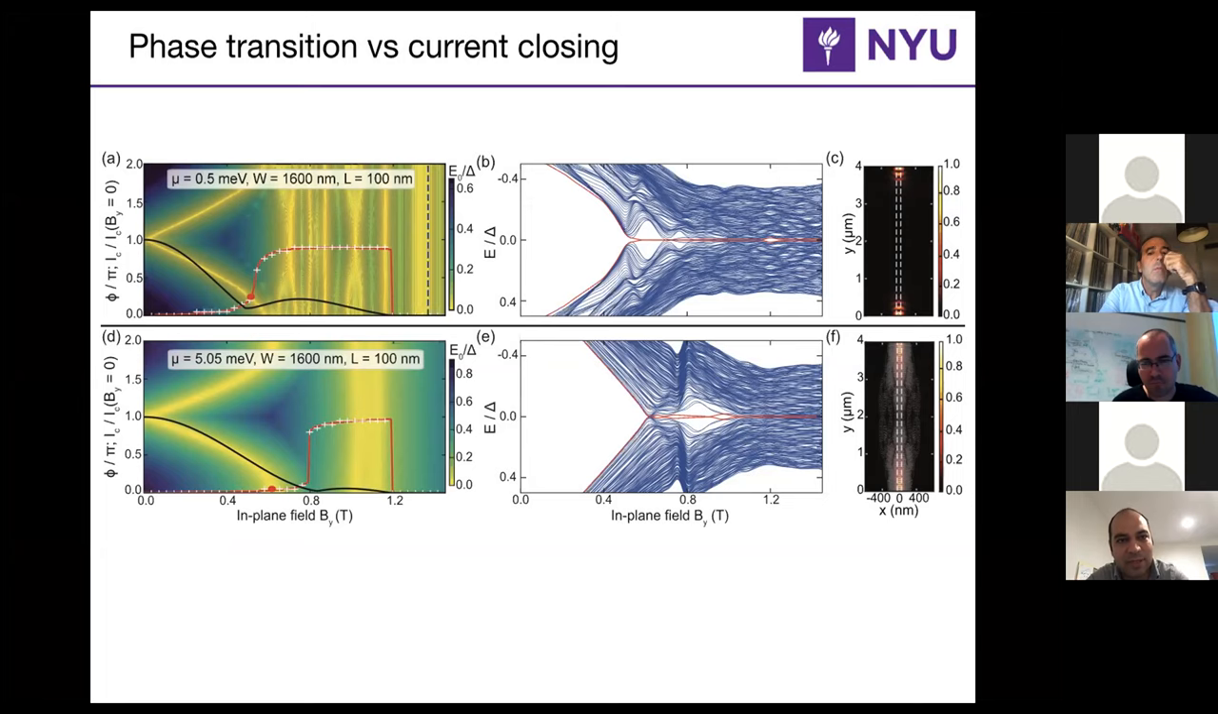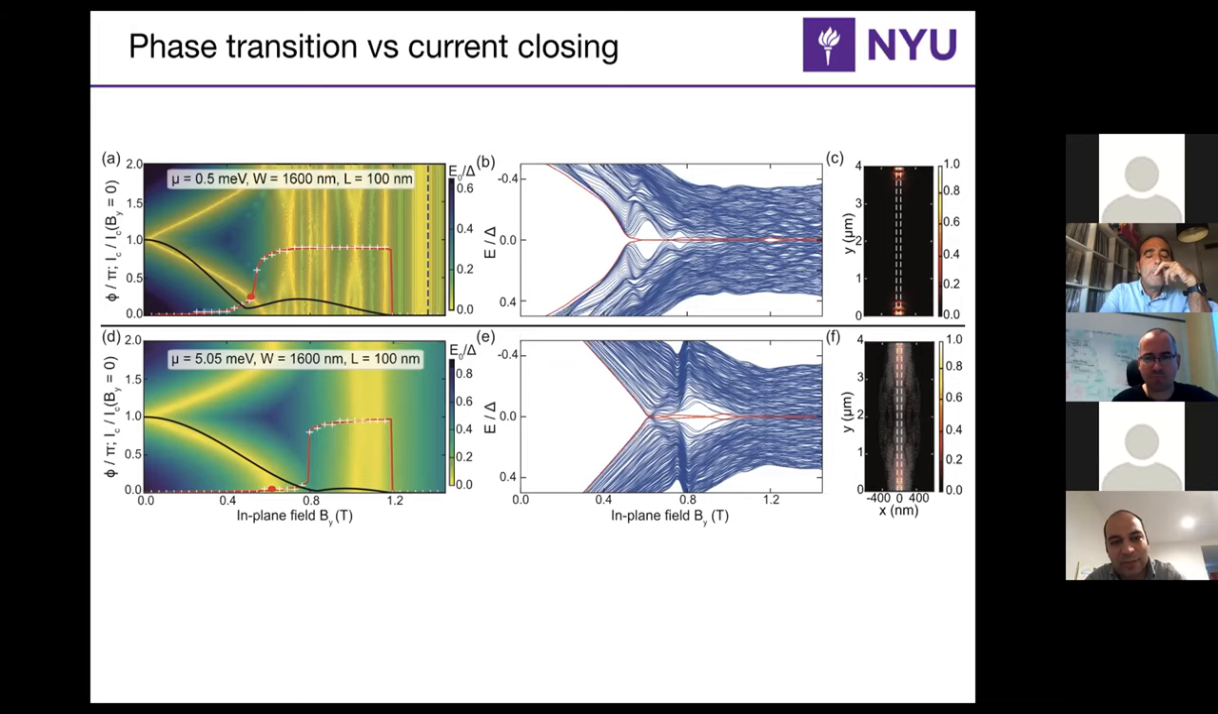What you don't get from Pientka is that the red is where the phase transition happens, and the black is where the supercurrent closes. As you see, they are relatively at the same place, right? So you say, totally makes sense: I do a phase transition, the supercurrent closes.